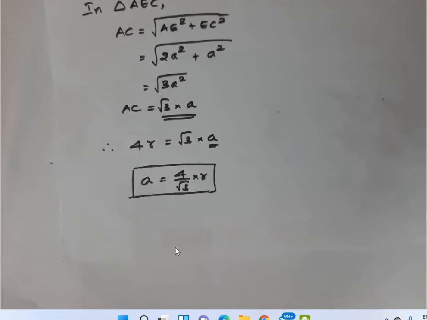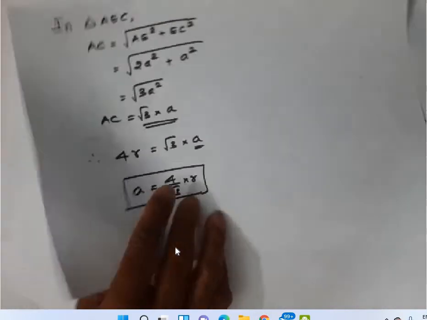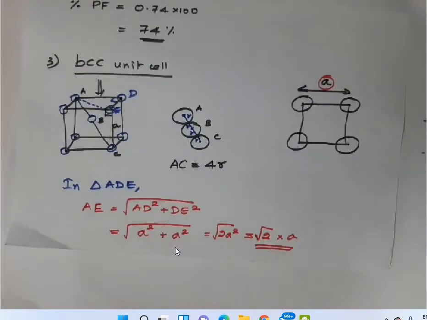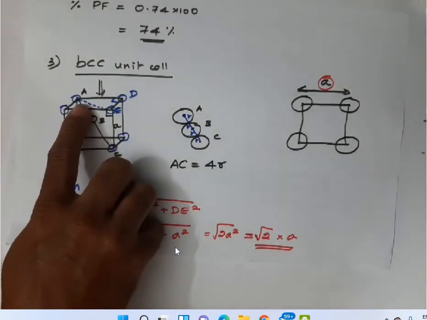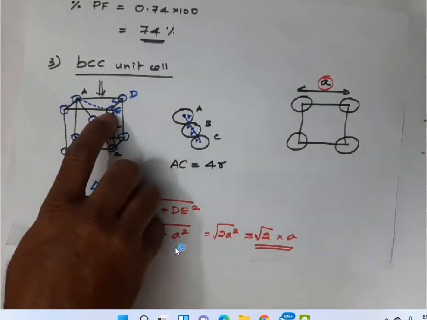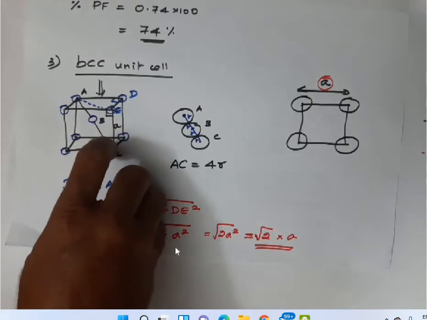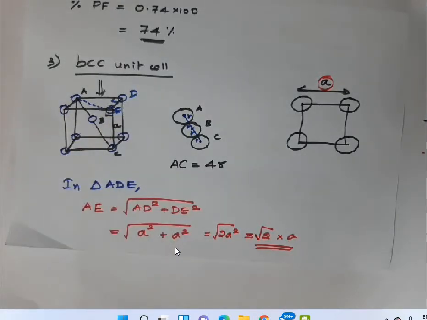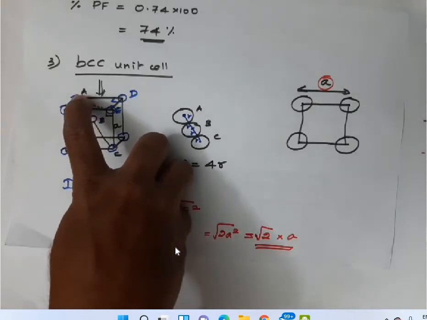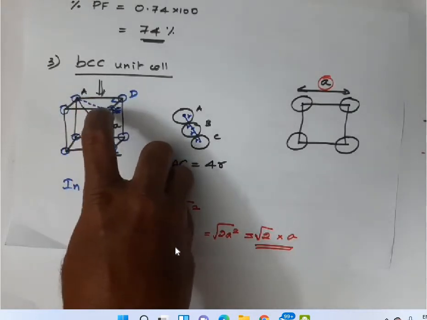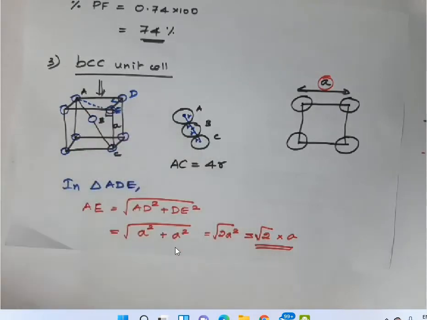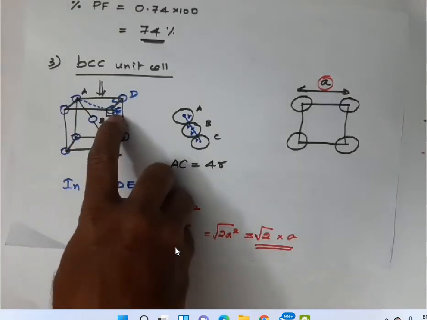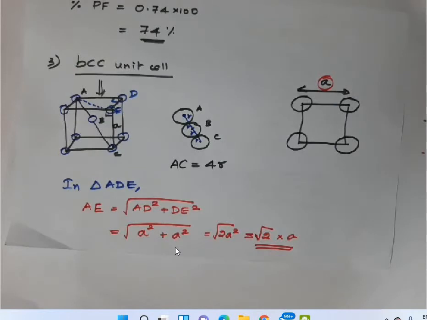Sir, how can you say that both AE and AC are diagonal? So how will it be a right angle triangle? AE is the face diagonal, am I right? It is the diagonal of the top face, correct? And AC is the diagonal of the cube, correct? Now, you just see, AE is on the top surface. EC is exactly going down.